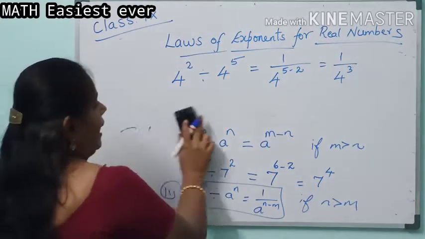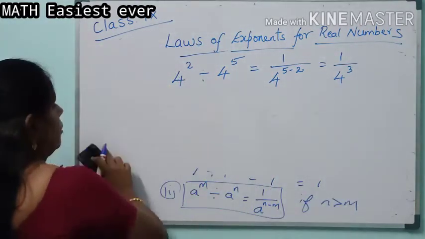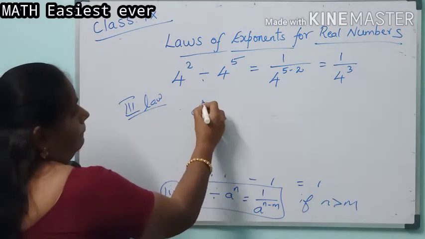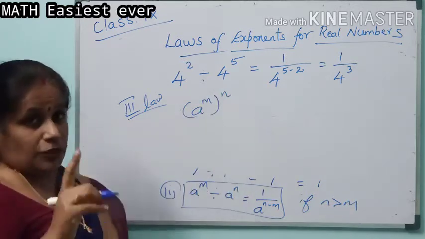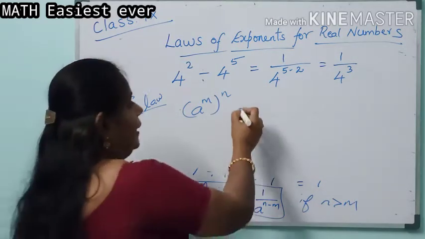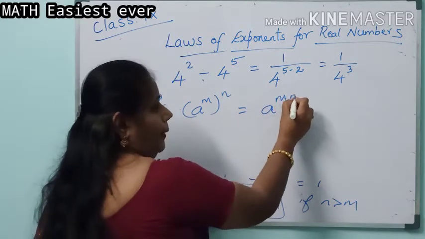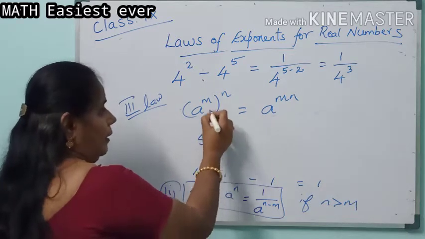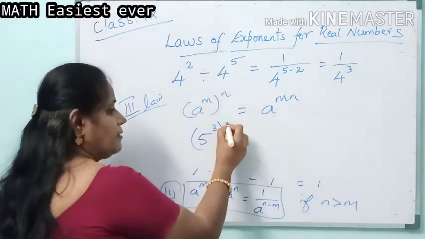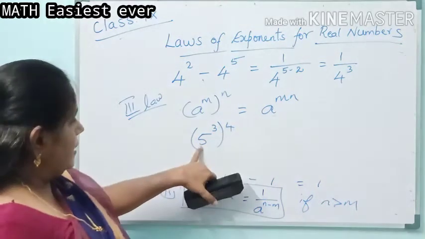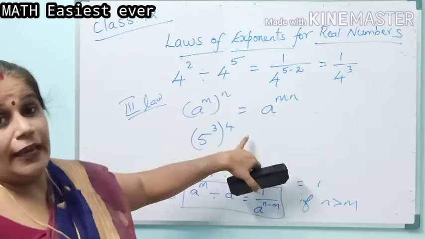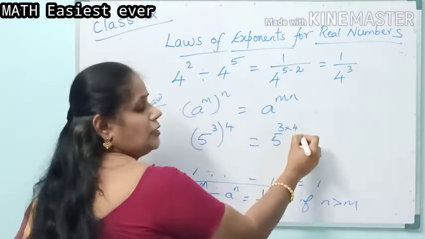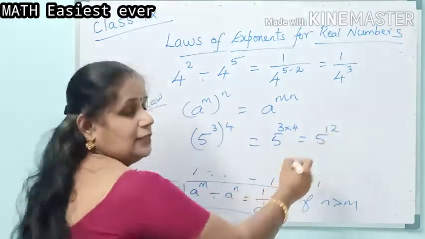Next we'll have the third law. The third law states that a raised to m whole raised to n is equal to a raised to mn. So if a is 5, m is 3 and n is 4, your answer will be 5 raised to 3 into 4. So that is 5 raised to 12. This is your third law.